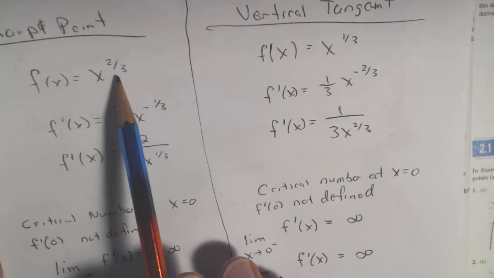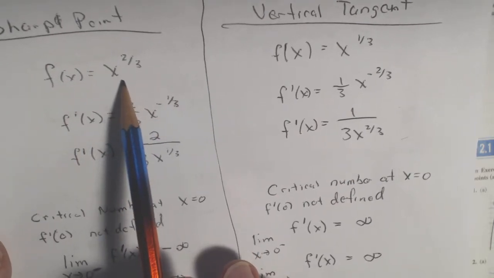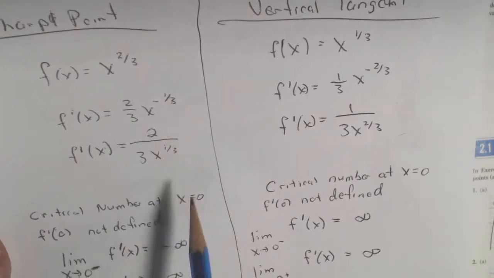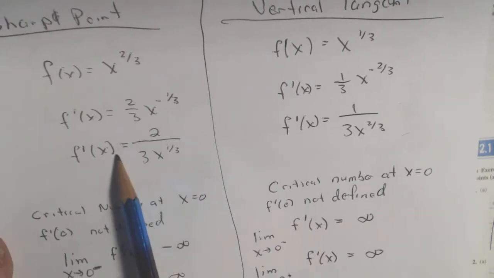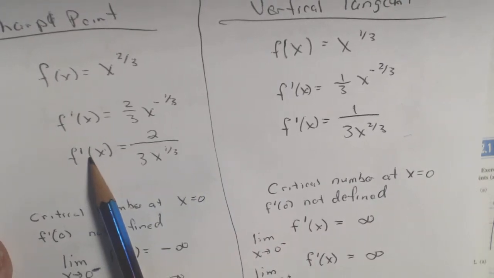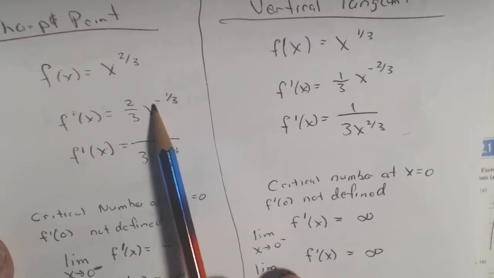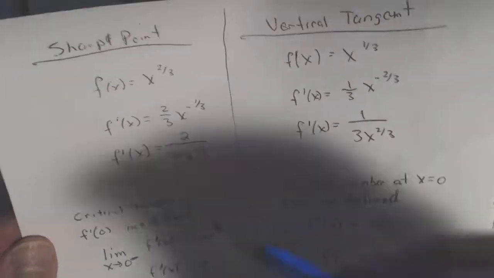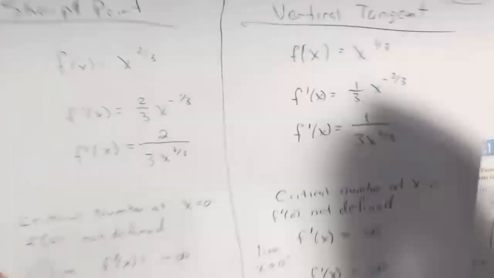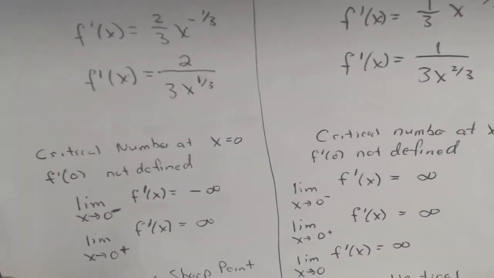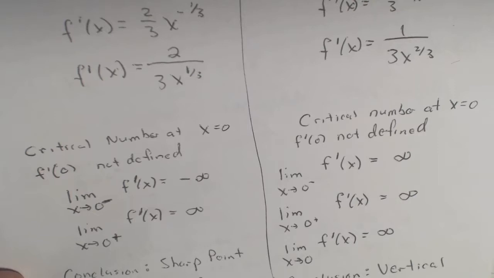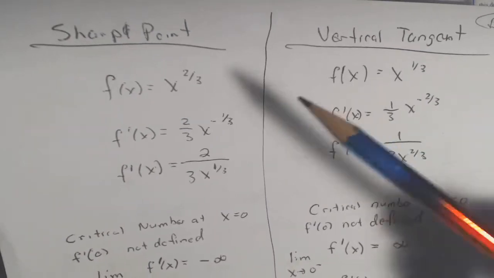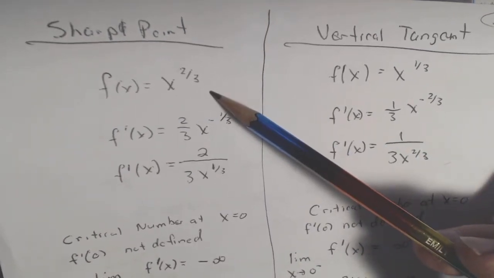So if you look right here, f of x is x to the 2/3. We know by our normal derivative rules that f prime of x equals that: bring the power out front, 2/3, lower it by 1, it's this. And if you can't read, that's a 1 there, 1/3. Okay, we know we have a critical number at 0. And we know the original function was defined there, so it's not an asymptote.